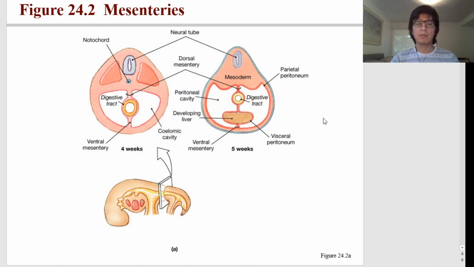Here we have a view of the developing mesenteries, where we had a ventral and a dorsal mesentery. The ventral mesentery, as you can see, eventually loses most of its adhesion to the digestive tract, but it remains here, joining the liver to the anterior wall, and this is done through the falciform ligament.